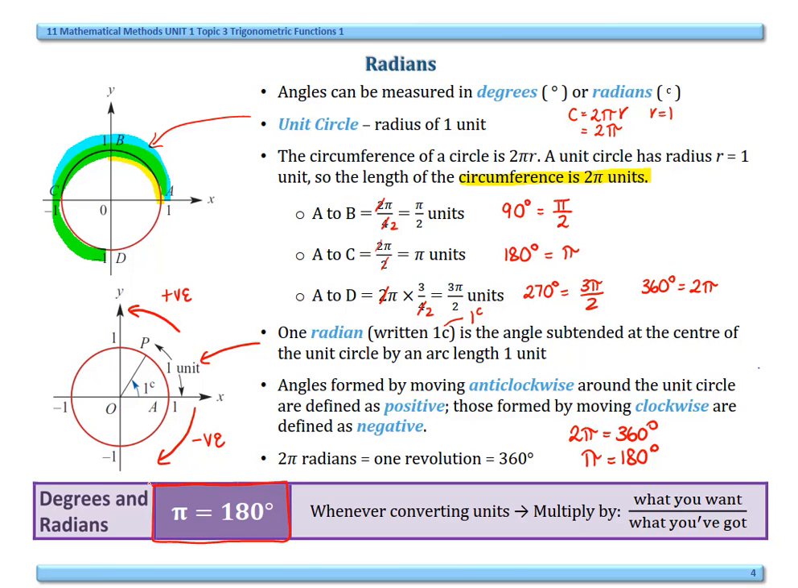That's our conversion. So when we remember that there are 10 millimeters in a centimeter, we use that to convert between millimeters and centimeters. To convert between radians and degrees, we use that pi is 180 degrees. Now, when converting units, we always multiply by what you want over what you've got. That's what we're going to use to convert.